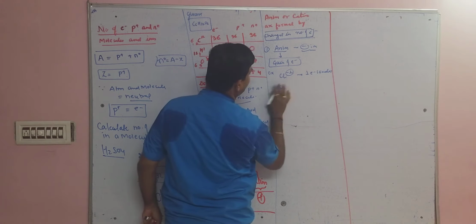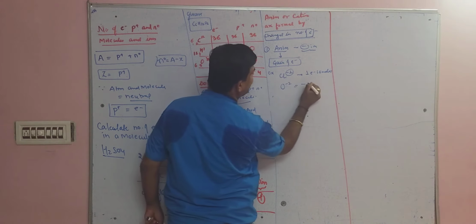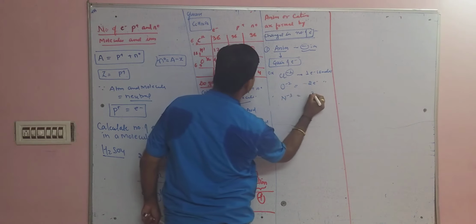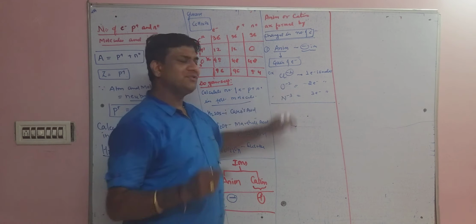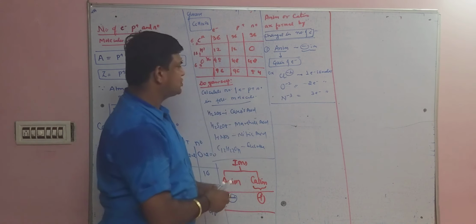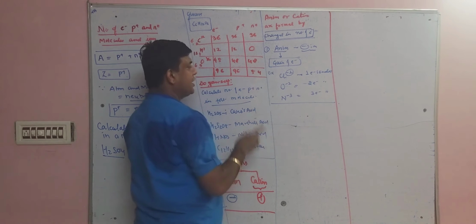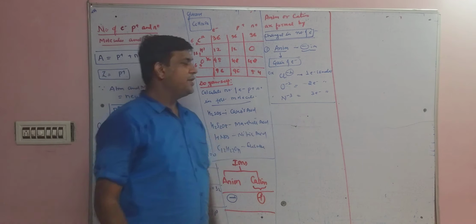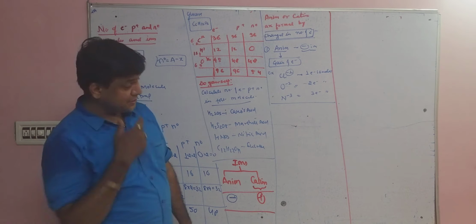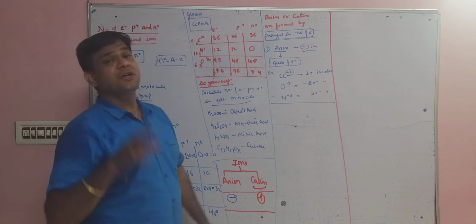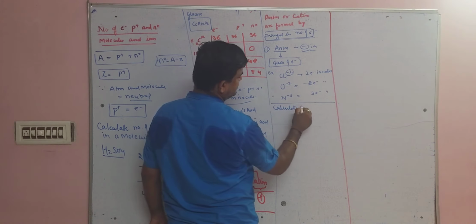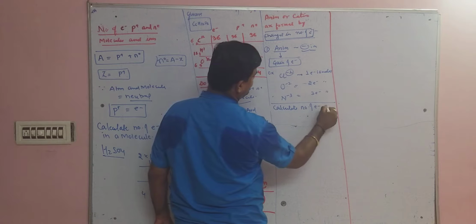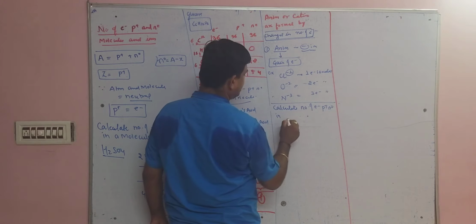Now what if I go for O minus 2? Then minus 2 means 2 electrons are added. If I go for N minus 3, it means 3 electrons are added. Means whatever is the value of the negative charge is the number of electrons added. So in the case of Cl, it's 1. In the case of O minus 2, it's 2. In the case of N minus 3, it's 3. This is the number of electrons we have added. So, calculate the number of electrons, protons and neutrons in Cl minus.